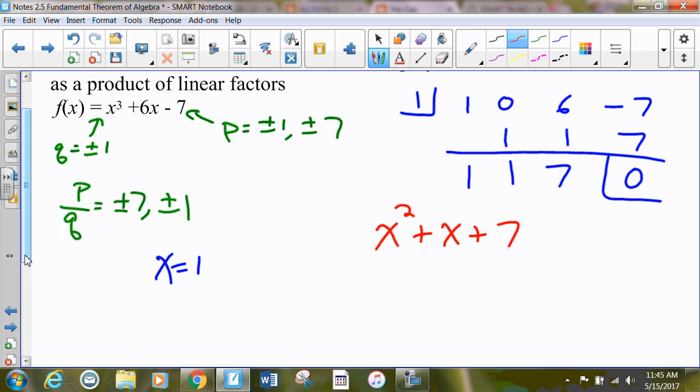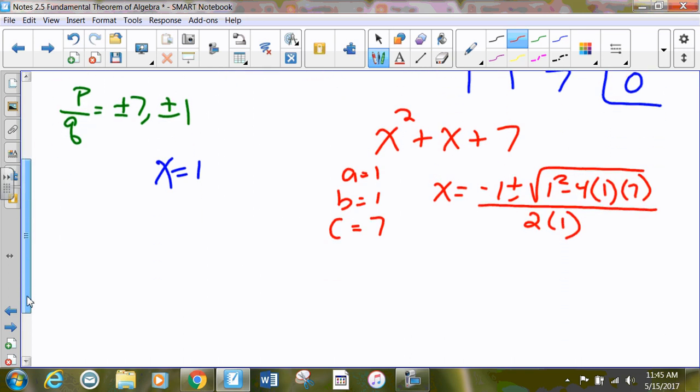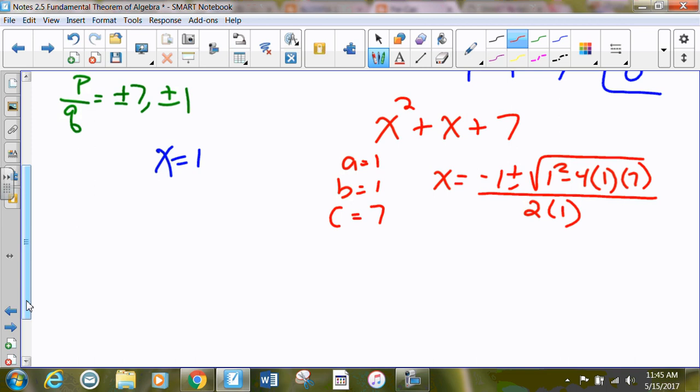All right, so we know a equals 1 and b equals 1 and c equals 7. So x equals negative b plus or minus the square root of b squared minus 4ac, all over 2a. Can't write the quadratic formula without singing that. So sorry, you're going to have to put up with that whenever we have the quadratic formula. So here we go. We're going to realize real quickly that we're going to have a negative underneath our square root sign.